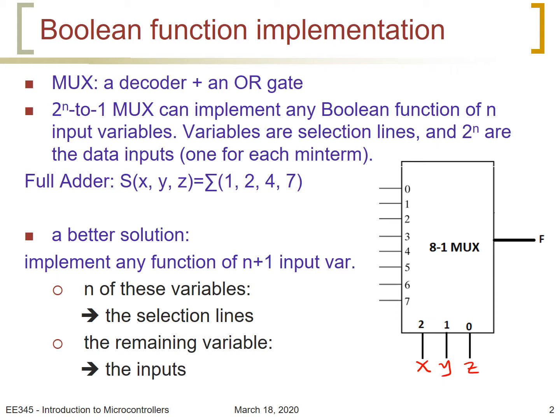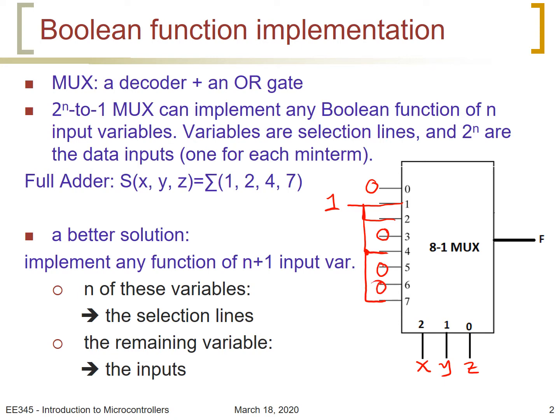Now how about the data inputs? The data inputs are as follows actually. We would like the minterms to be 1, so we put this 1 here, and 2 will be also 1, and 4 will be 1, and 7 will be 1. So these are the minterms of the sum function. So the other inputs will be zeros. So 0 will be to the input 0, 3, 5, and 6 of the multiplexer.